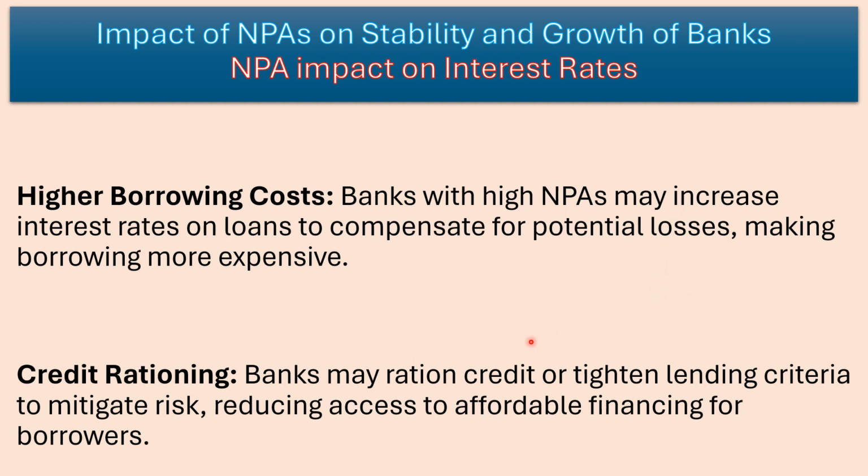Credit rationing. Banks may ration credit or tighten lending criteria to mitigate risk, reducing access to affordable finance for borrowers. For example, a first-time homebuyer struggles to secure a mortgage as the bank becomes more selective in its lending practices. Rising interest rates and reduced credit availability hamper consumer spending and investment, dampening economic growth.